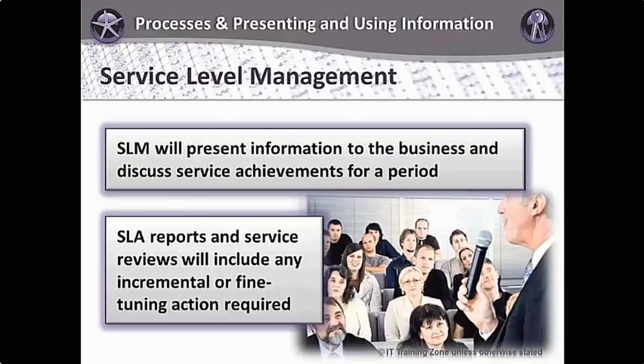We're on to the penultimate step of the 7-step improvement process. Let's look at the processes involved with presenting and using information. Step 6. Firstly, there is service level management. This process presents information to the business and discusses service achievements for the current period.